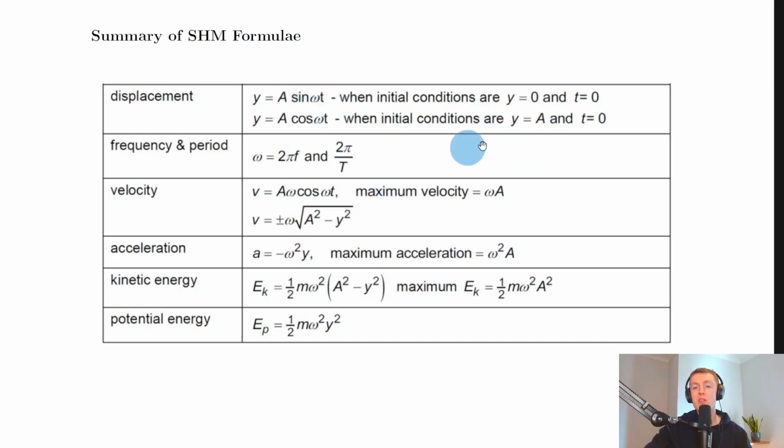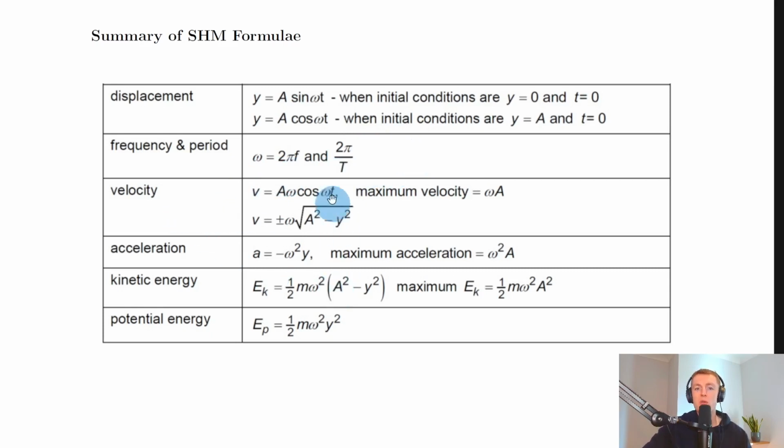However, if the initial conditions are y equals a at time t equals 0, i.e. if the object starts at a maximum amplitude away from the equilibrium position of the object's motion, then we use y equals a cos omega t. So we use sine for y equals 0 at t equals 0 and cosine for y equals a at t equals 0. We then saw two expressions for angular frequency in terms of linear frequency and the period T of the oscillations. So these were omega equals 2 pi f and omega equals 2 pi over T, which you get on the relationship sheets. And remember we saw these in the rotational motion topic as well.